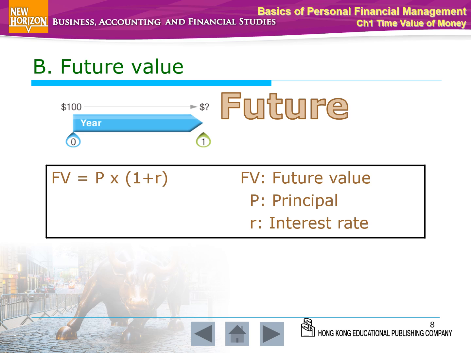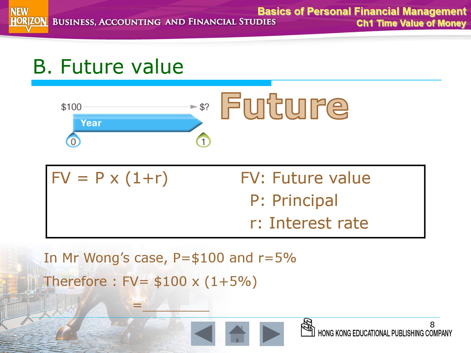We will make use of the formula FV is equal to P. P stands for principal times bracket 1 plus R. R stands for interest rate. And we look at the example of Mr. Wong putting his $100 note in the ABC Bank. We substitute P as $100 and R as 5% interest offered by the bank. Therefore, the future value is equal to 100 times bracket 1 plus 5%, which is equal to $105 in 1 year of time.